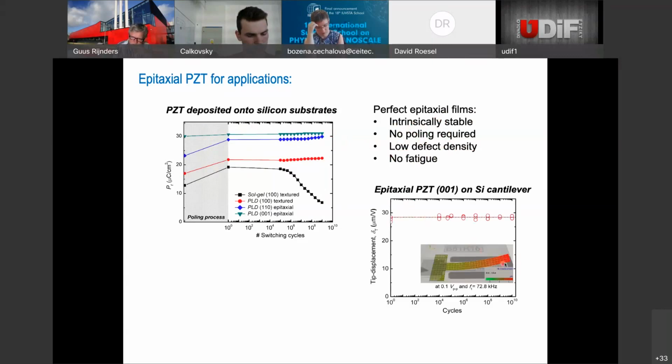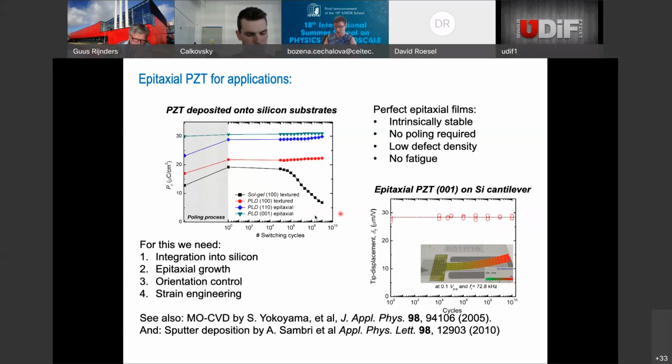Actually, if you would take such a resonator, and this is done with a vibrometer, we let it also resonate up to the 10 to the 10 cycles. And if you would measure the tip displacement, you also can see that the tip displacement does not show any signature of piezoelectric deterioration when you use it there. So epitaxy is quite important.